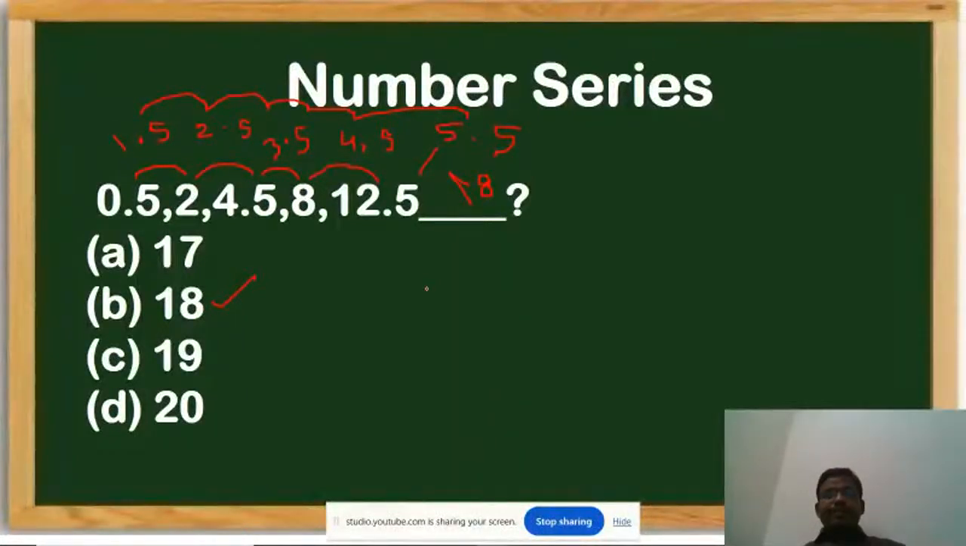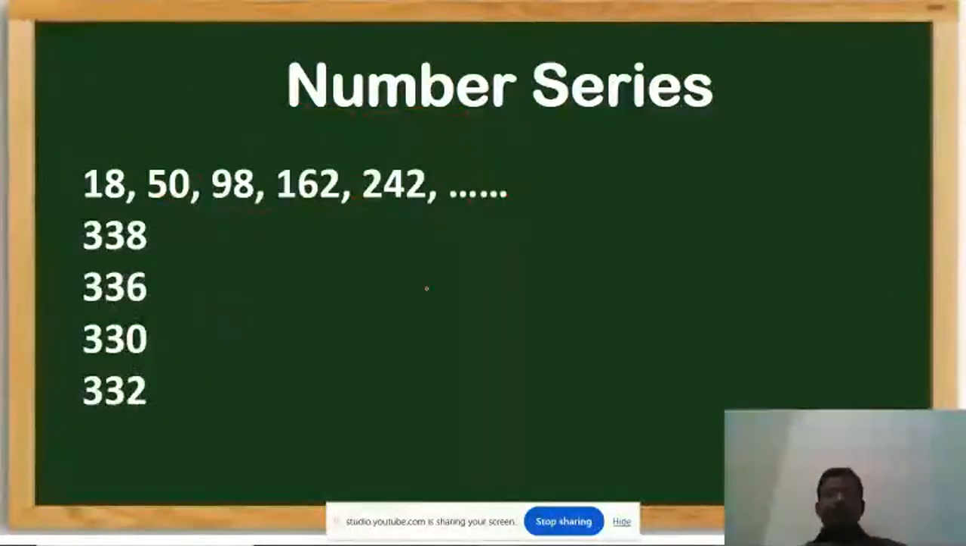Next one. 18, 50, 98, 162, 242. 32 is the gap between 18 and 50. 48 is the gap from 50 to 98. 98 to 162, 64 is the gap. And 162 to 242, 80 is the gap.